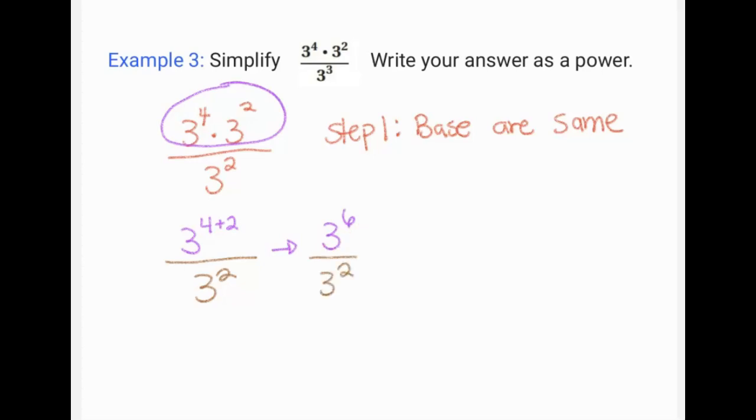Now we can use the quotient rule, which we just learned, and that says we can do a subtraction operation because of this division sign. So it's minus 3, and that gives us our final answer of 3 to the 3rd power. And again, if we need to simplify that out, we would go back and use the exponent rule, which says I write the base 3 times and evaluate it out.